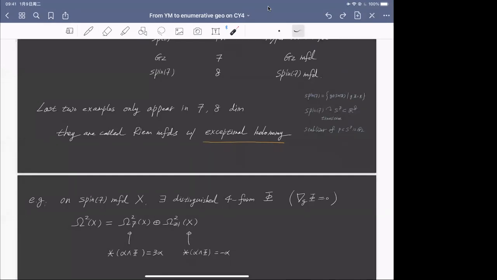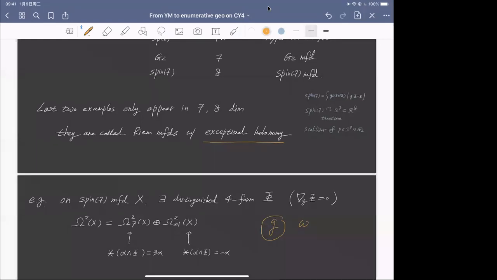But the key property here is that there exists a distinguished 4-form on these Spin(7) manifolds. Recall that in Riemannian geometry, we have a manifold with a distinguished symmetric 2-tensor, the Riemannian metric. Basically, this 2-tensor governs the whole Riemannian geometry, because this is the structure we put on the manifold. You can also put a non-degenerate 2-form, which corresponds to a symplectic form. Then this is the whole symplectic geometry.